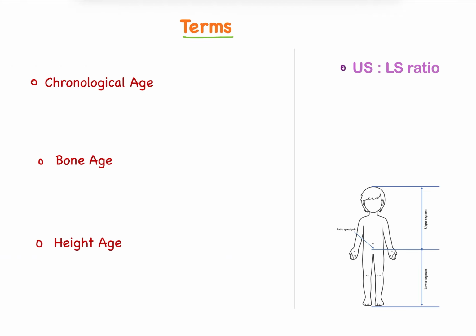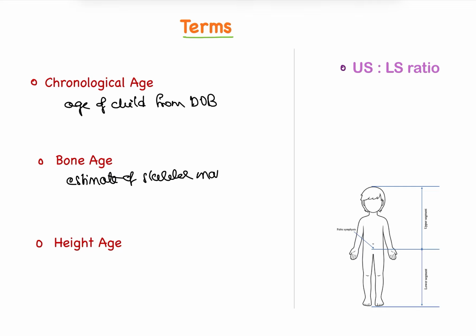Let us know some terms. Chronological age. It is the age of the child from date of birth. Bone age. It is the estimate of skeletal maturity of the child. We can know the bone age by X-ray of left hand and wrist.